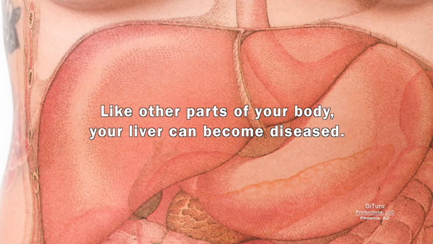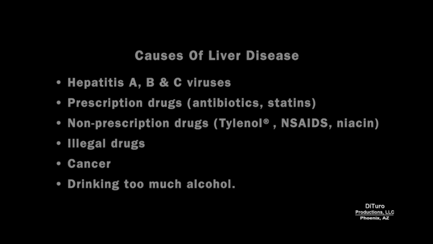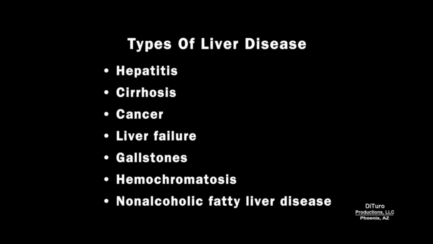Like other parts of your body, your liver can become diseased. Some causes of liver disease include viral hepatitis, prescription drugs, non-prescription drugs, illegal drugs, cancer, and drinking too much alcohol. There are more than 100 types of liver disease. Major types include hepatitis, cirrhosis, cancer, liver failure, gallstones, hemochromatosis, and non-alcoholic fatty liver disease.